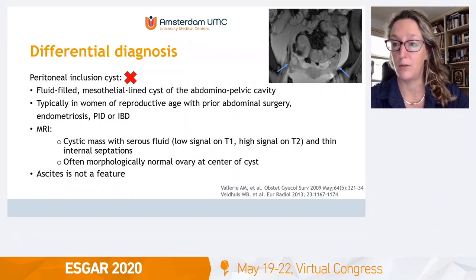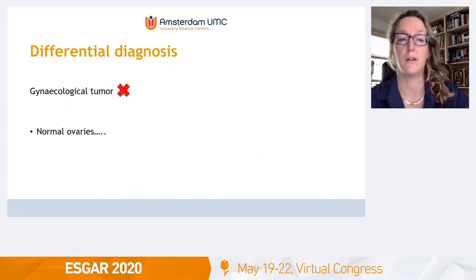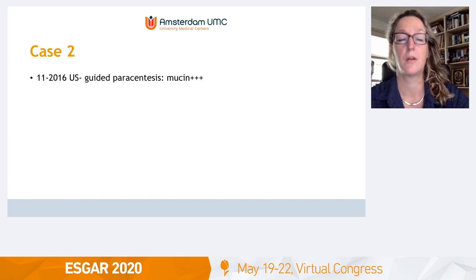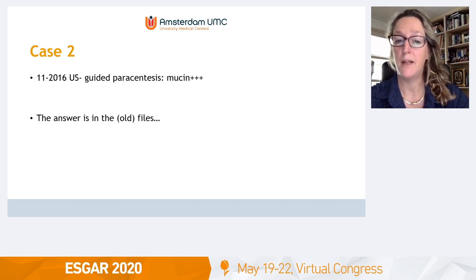On the right upper side, I have an image of our patient and two blue arrows indicating two normal ovaries. And they are not at the center of our encapsulated collection. So no peritoneal inclusion cyst. Then gynecological tumor. Normal ovaries, so no. So what was done then in November 2016 was an ultrasound-guided paracentesis, and there was mucinous material aspirated. So we get to the other diagnosis, or I don't know. Well, actually, we didn't know.